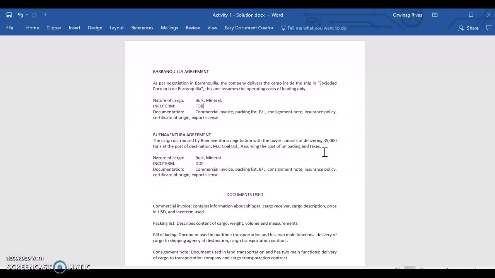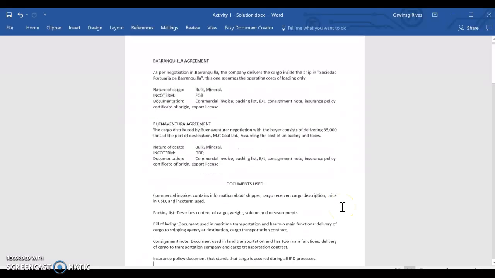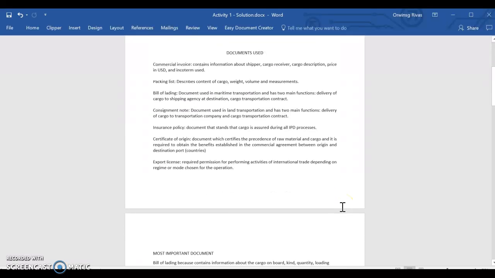As we see, the only Incoterm where the shipper pays the taxes at the unloading port is delivered duty paid. So this is the Incoterm found for this case. And the documents are commercial invoice, packing list, bill of lading, consignment note, insurance policy, certificate of origin, export license. We have here a brief definition of the documents used.